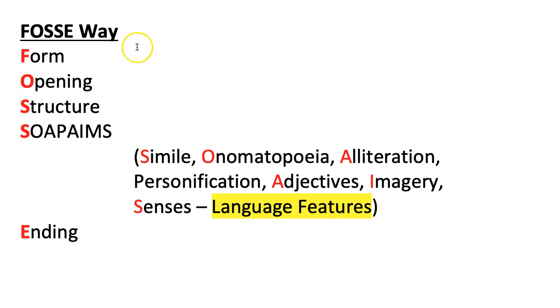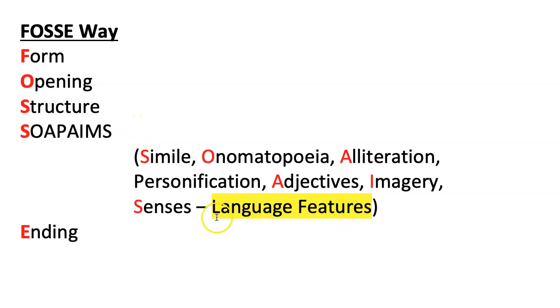So where are we in the FOSSE way? Well, he's started writing about structure. Now he's written about form, which is the free verse. That's the form of the poem. So he's nailed form, he's nailed structure. He's also written about the opening of the poem. And he's starting to now think about the language features.